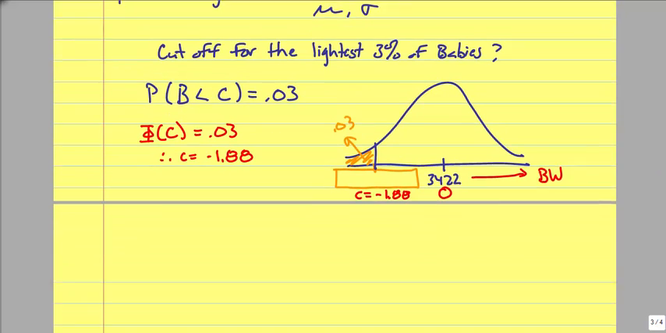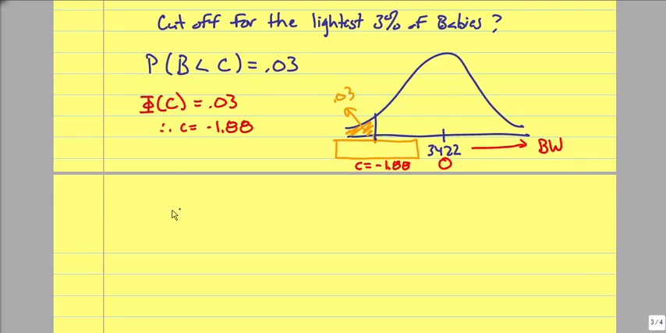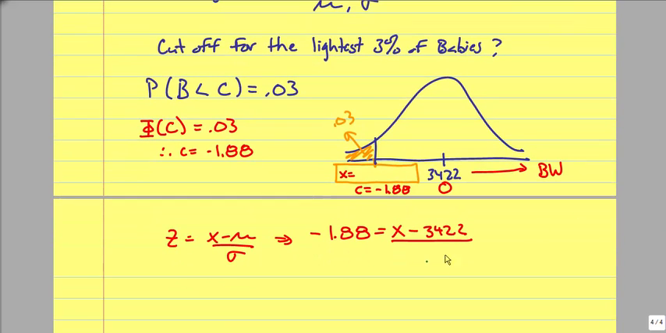Okay, so then we can come back over here and we can say z equals x minus mu over sigma. I just figured out that z was negative 1.88, and x is this birth weight that I'm trying to figure out. Mean was 3,422, and sigma was 495. So again, using algebra, we're going to multiply both sides through by 495 to clear the fraction.